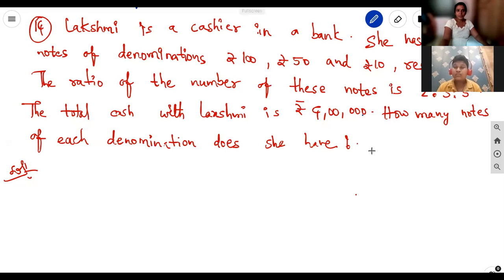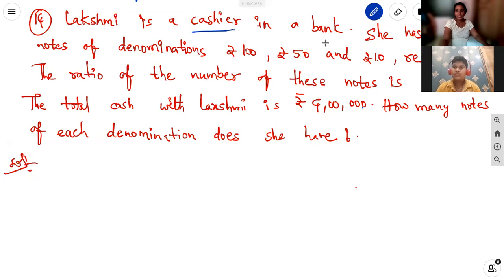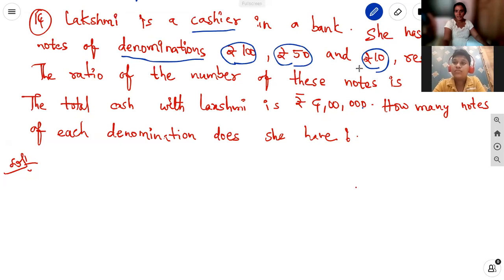14th problem. Lakshmi is a cashier in a bank. She has currency notes of denominations 100 rupees, 50 rupees, and 10 rupees, respectively. The ratio of the number of these notes is 2:3:5. The total cash with Lakshmi is 4 lakh. How many notes of each denomination does she have?